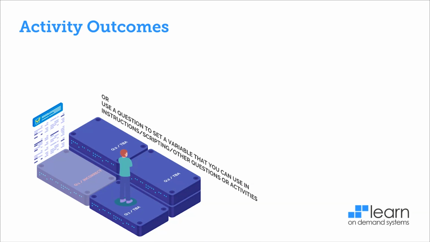If you want to, you can use a question to set a variable that you can use in instructions or scripting or other questions and activities. And this is what I was talking about before. If you get the question right, you're going to be taken to another part of the lab, which is a much more advanced part of the lab or a much easier part of the lab. Now, that's one way of using activity outcomes.